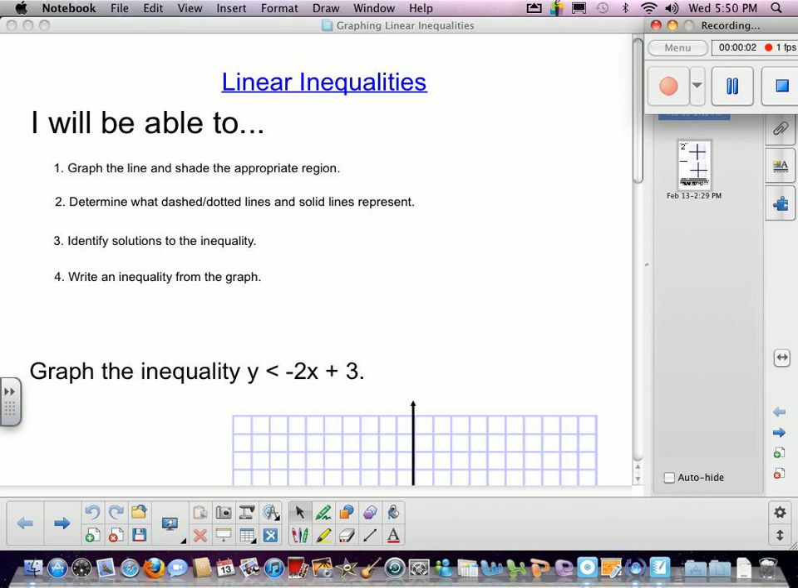Alright, so this is a lesson on linear inequalities. In this lesson, at the end, we want you to be able to graph the line and shade the appropriate region. We want you to be able to determine what dotted lines and solid lines represent. We want you to be able to identify solutions to the inequality, and also we want you to be able to write an inequality from a given graph.